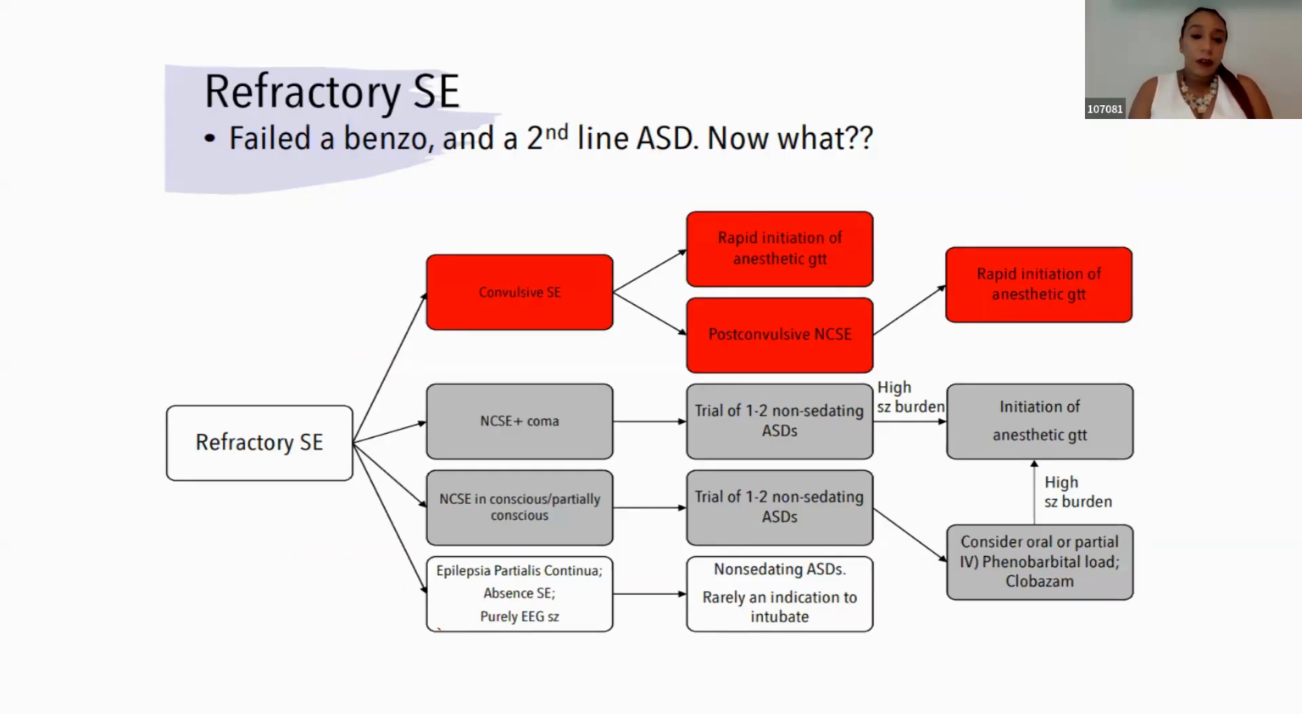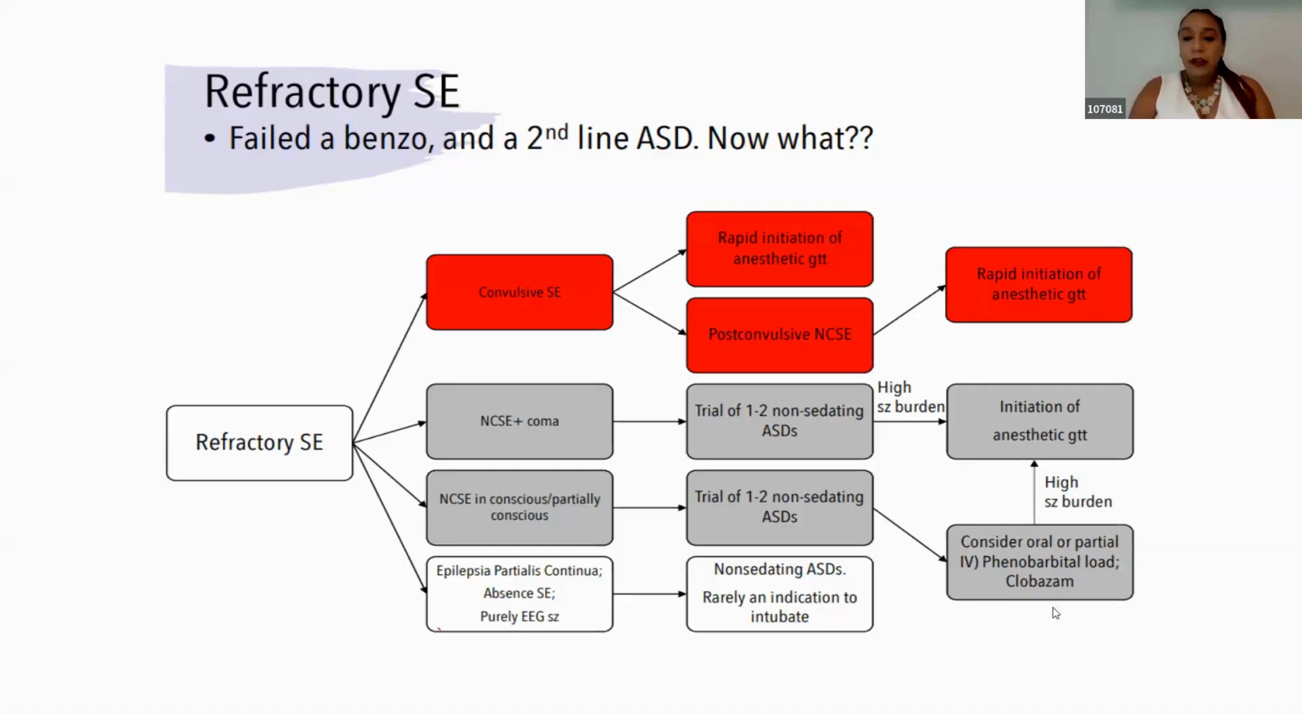So refractory status epilepticus, convulsive status. If it's convulsive status, you need to rapidly initiate anesthetic meds. If it's non-convulsive status plus coma, you can retry these oral IV meds again. If it's not effective, initiate your anesthetic medications. Again, you can always consider an oral or partial IV phenobarbital load.